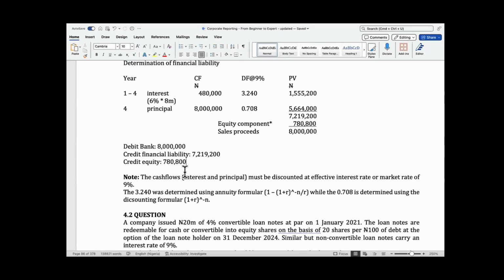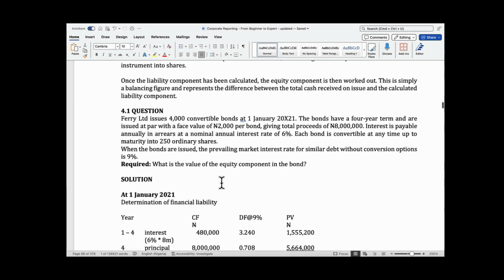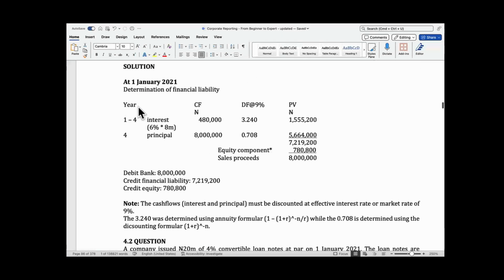So now, see, this is the beginning of the year. So what then happens at the end of the year? Because this liability now, don't forget, we are supposed to be getting 6% interest. Okay, and now there is a market rate which before now I called effective interest. And now there's equity also. So the equity is not the problem because the value of equity will not change. The 780 will remain 780 there.